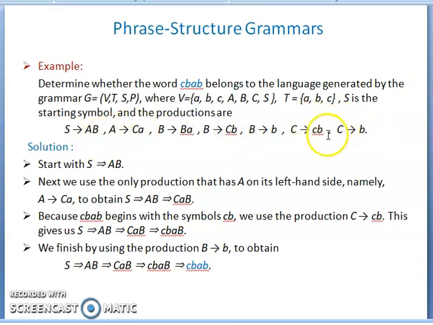We use these productions to determine whether the word belongs to the language defined by these productions. Now you start with the start symbol, S implies AB. Instead of AB, which production do we use to travel towards CBAB? Next we use the only production that has A on the left side.